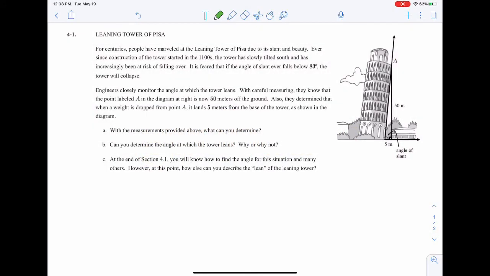Okay, now that you know a little bit more about the Leaning Tower of Pisa, let's jump into this problem. At this point, I would like you to hit pause and read through problem 4-1, and then try to complete letters A, B, and C to your best ability. When you've done so, hit play again.